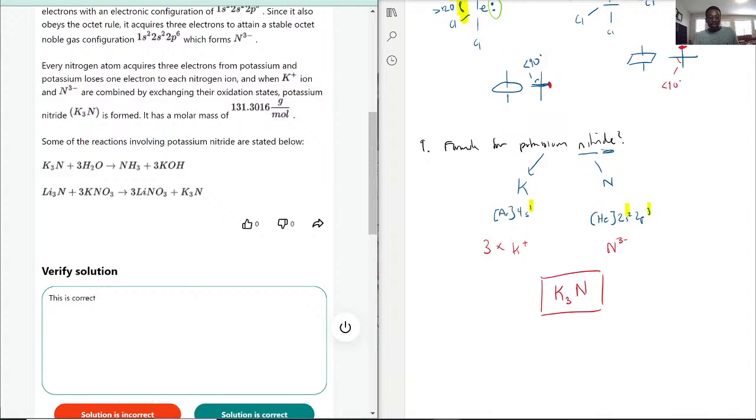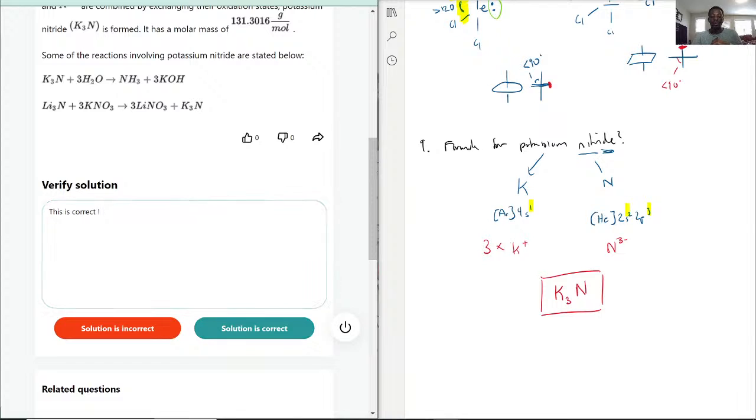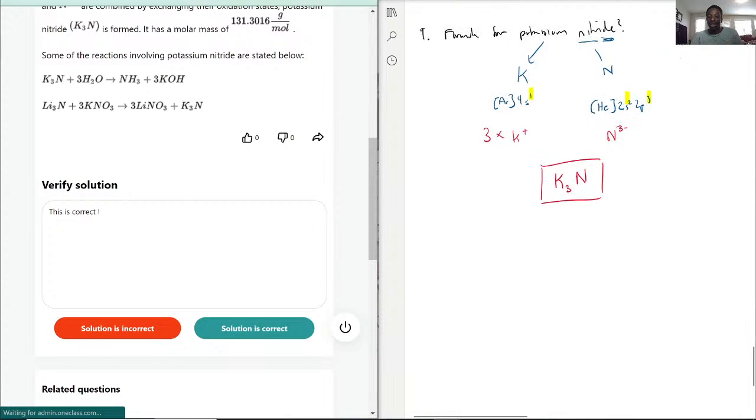So hopefully you understand how we got potassium nitride. We first have to understand what the IDE meant for the nitride, which is where we just got the nitrogen. And then we balance the charges based on where they were on the periodic table and their electron configuration. So now let's move on to question 10.